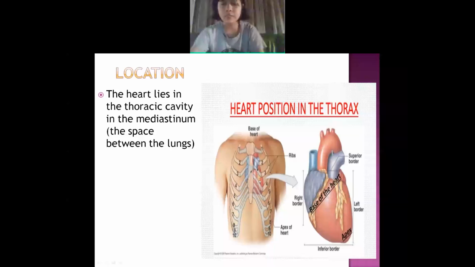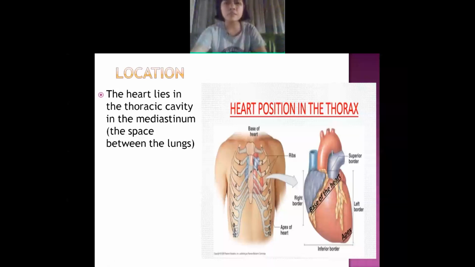In between the lungs. We have already discussed the lungs also. We have two lungs, here and here, on both sides. So mediastinum means in between, or in the middle of your lungs. It lies here, your heart, in your chest portion.